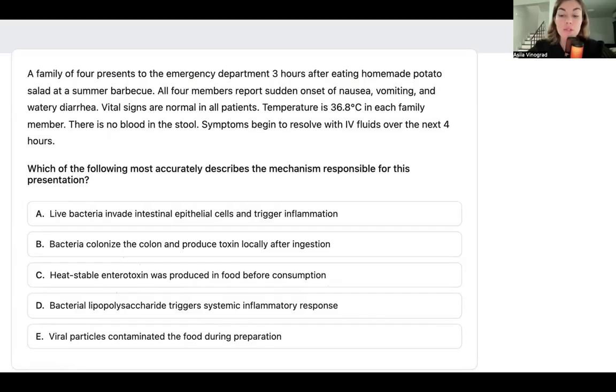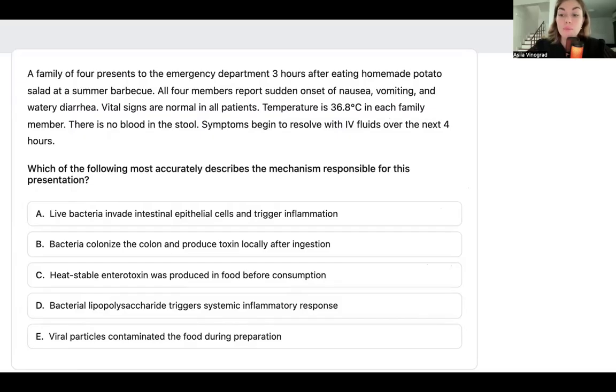Here is what happened. The potato salad sat in the sun for hours. Staph aureus grew in the food and released enterotoxin directly into it. The toxin is heat stable, meaning even reheating won't destroy it. The family ate the toxin, not the bacteria. That explains everything. No fever because there is no actual infection. No bacteria invading the body. Fast onset, toxin acts within 1 to 6 hours. And here it was a really fast 3 hours. Resolves quickly. Once the toxin moves through, it's over.